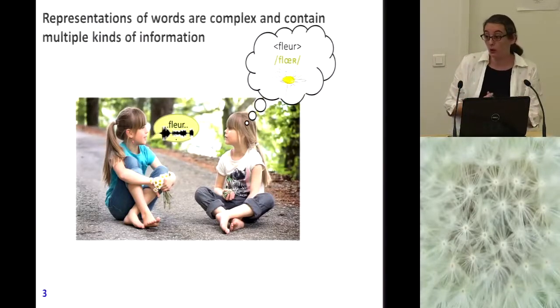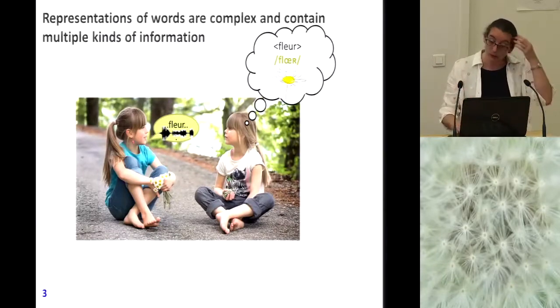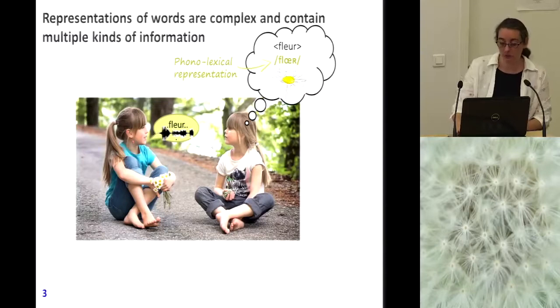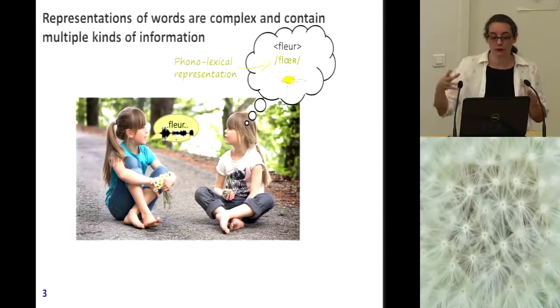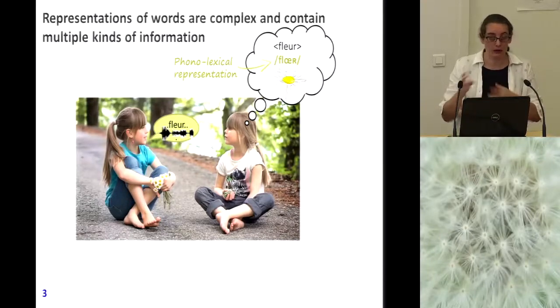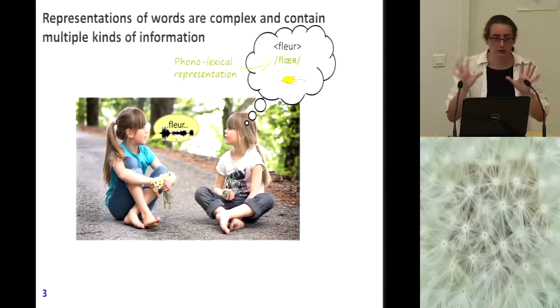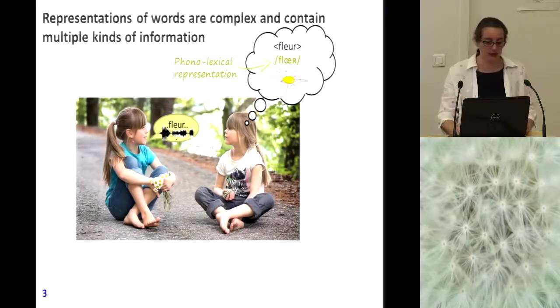And so, of course, when we know a word, we know what it means. So we have the meaning of the word that is part of this representation. We know what it sounds like, so we have a phonolexical representation for this word. And then we have also a lot of other types of information connected to it, such as the orthography, the way it's spelled, the grammar, the grammatical category. We know it's a noun, we know it's feminine in French, we know how the plural is made, etc. So this is just a snapshot of what could be contained in a lexical representation.